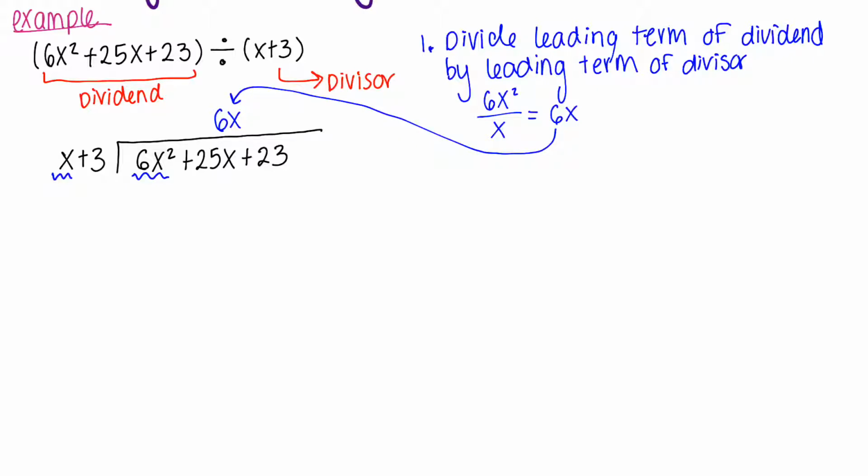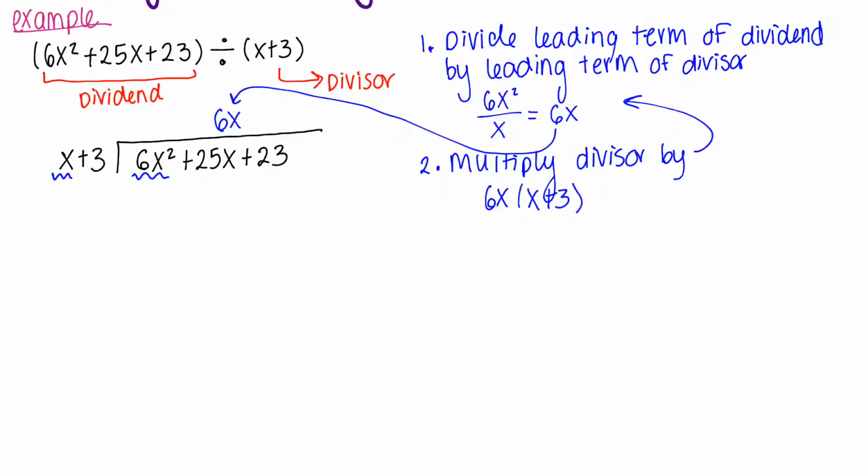The next step is to multiply your divisor by whatever you got here, and then we're going to make everything an opposite sign. My divisor is x plus 3, so I'm going to take 6x and multiply it by x plus 3. I get 6x squared plus 18x. The way that Alex is going to write this, they're going to say do minus 6x squared plus 18x, and then remember to distribute the negative sign to both places, but I'll tell you that you're just not going to remember to do that.